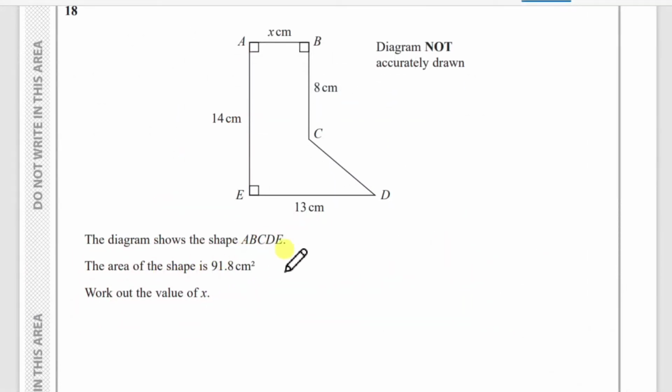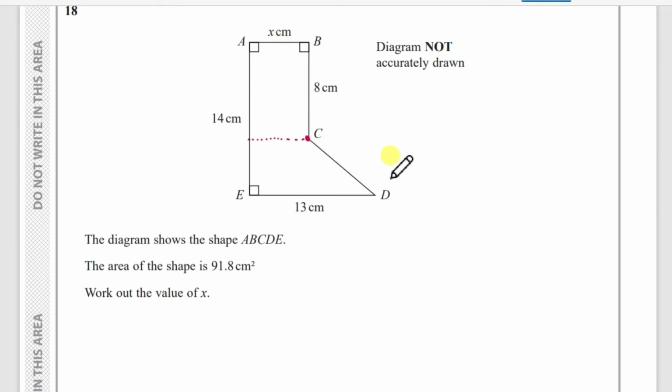The diagram shows a shape ABCDE, and it looks like you've got x over there as well, but they did not write it. The area of the shape is 91.8 centimetres squared. Work out the value of x. So what I like to do is split the shape. You could split it either vertically or horizontally. I'm going to split it horizontally.